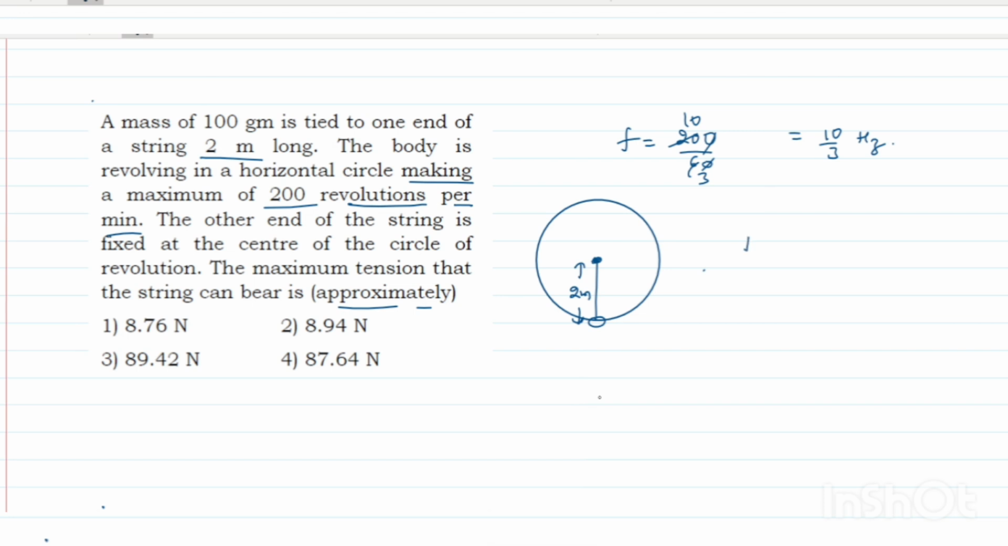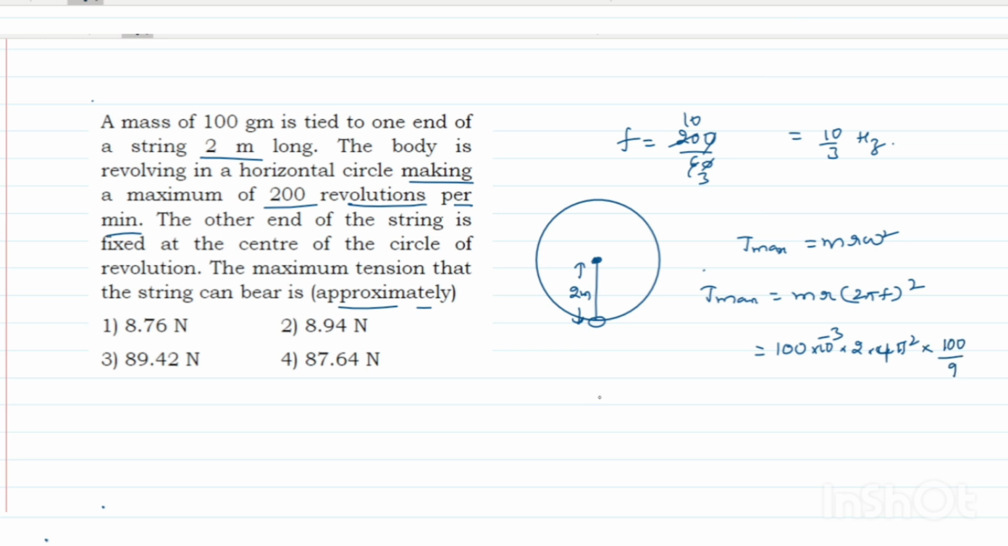So the maximum tensional force here you can take as T equal to m r omega square, in terms of angular velocity. So T maximum will be equal to m into r into omega, which is nothing but 2 pi f, whole square. Here the mass is given as 100 grams; you just convert that: 100 into 10 power minus 3, into the radius, which is given as 2 meters, 2 2s are 4, into pi square into f square.